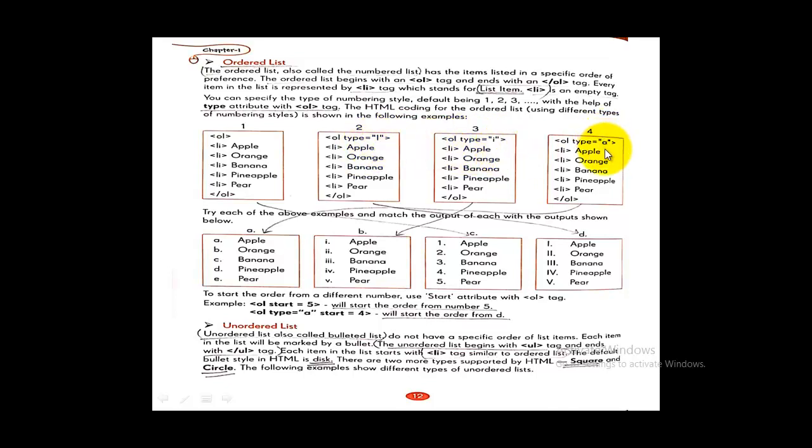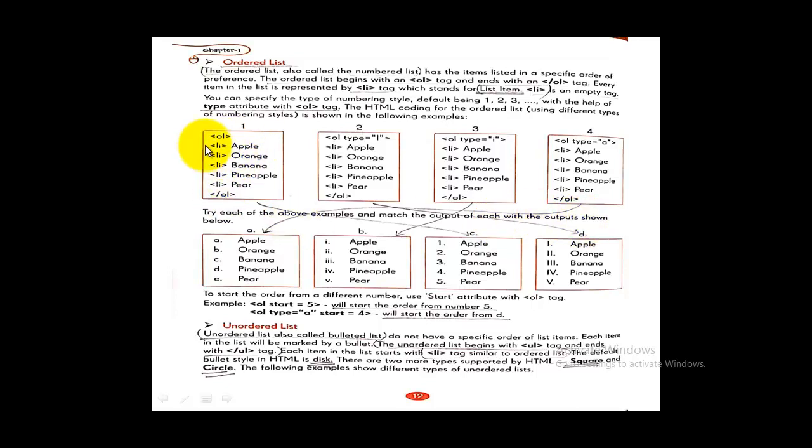And the fourth one is given in alphabets. There is type equal to A. Then even the list items will come in A, B, C like this. Now try each of the above examples and match the output of each with the output shown.